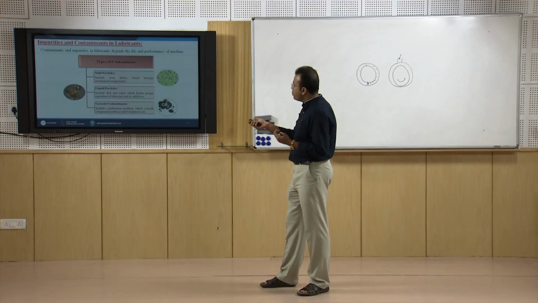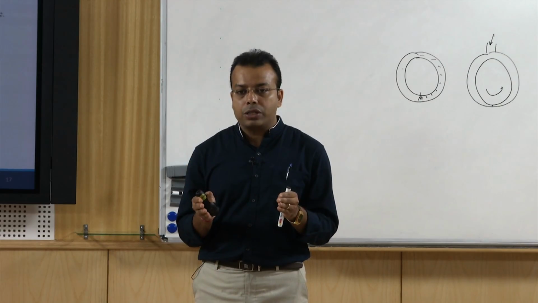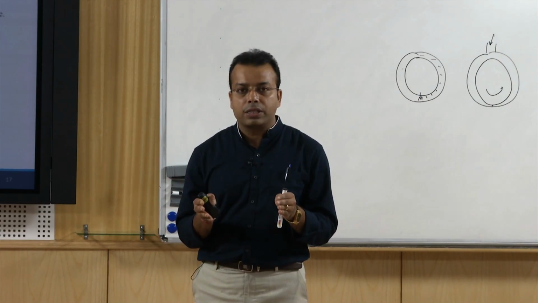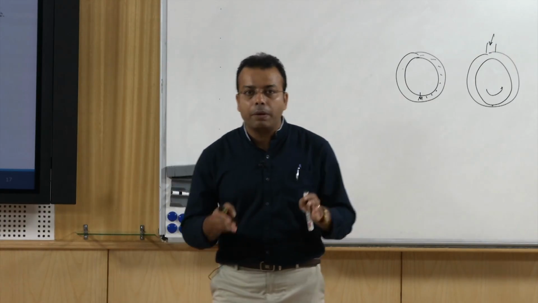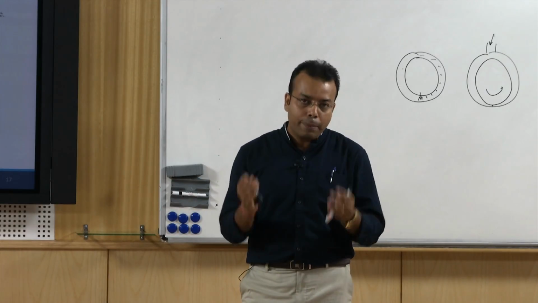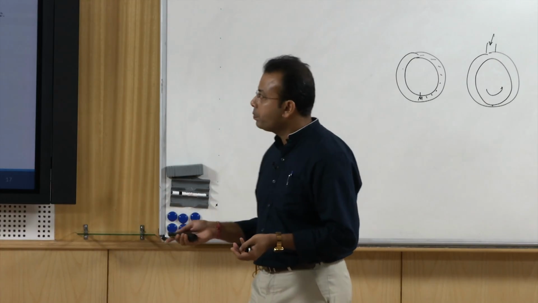Types of contaminants: the first one is solid particles, which include wear debris that damage the mechanical components. Liquid particles include fuel and water which hinder proper operation of the lubricant and its additives, and gaseous contaminants include combustion products which corrode component surfaces and break down oil. That is why each and every lubricating oil or lubrication system has some service life. After a certain time, when the properties of that particular lubricant go down, we have to change the lubricating oil so that it can work properly.